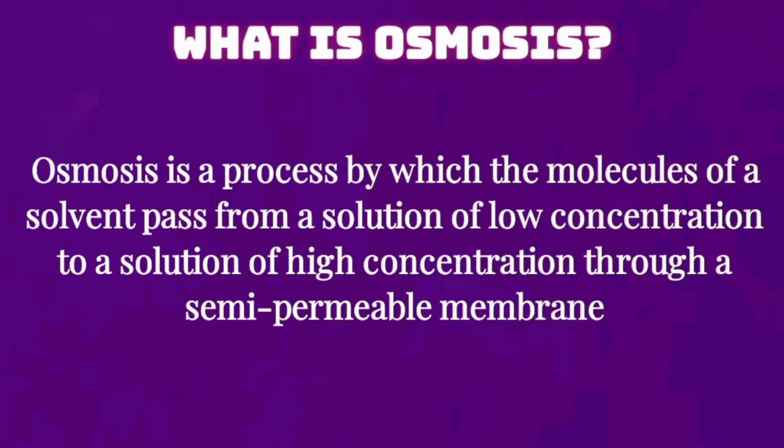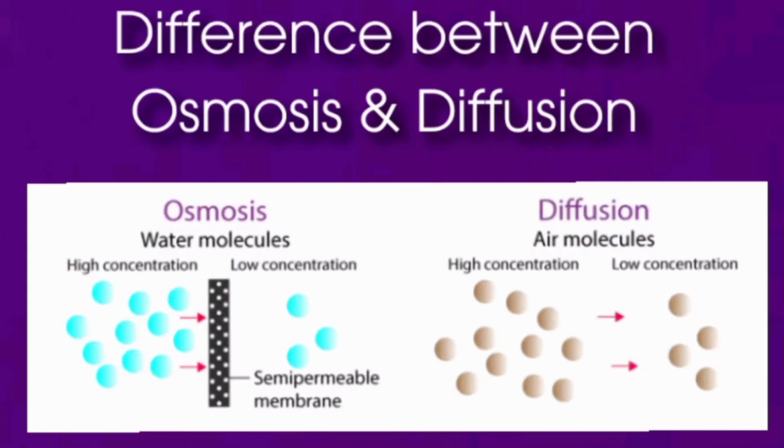What is osmosis? Osmosis is a process by which the molecules of a solvent pass from a solution of low concentration to a solution of high concentration through a semi-permeable membrane. Difference between osmosis and diffusion. We have two examples: water molecules and air molecules. In diffusion, air molecules move directly from high concentration towards low concentration. In osmosis, water molecules move from high concentration to low concentration indirectly, through a semi-permeable membrane.